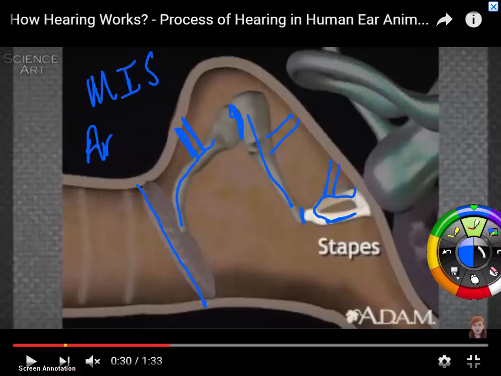Yay. All right. So, again, the malleus, incus, stapes connected to the tympanic membrane. So when a sound wave comes in, it's going to cause the tympanic membrane to vibrate. And that's going to cause the auditory ossicles to vibrate. Now, this is the important piece. Connected to the inner ear is the stapes. And the stapes is connected to the inner ear by this thin membrane.